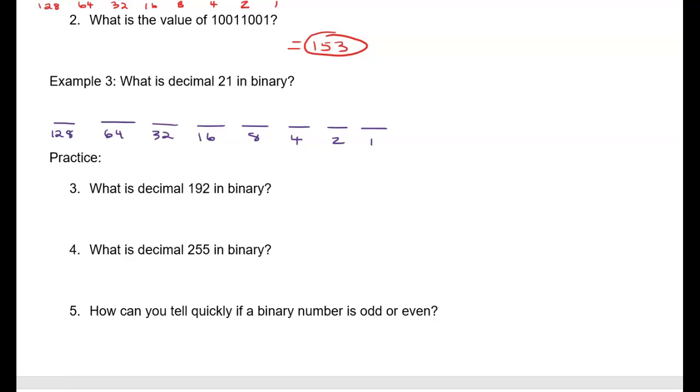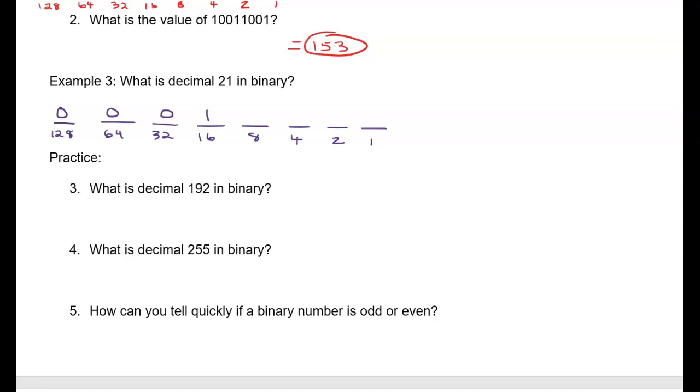And so I can't possibly have a 128 inside of 21. That's impossible because 21 is smaller than that. So I know right away I have to have 0 128s. For the same reason, I also know I have to have 0 64s, and I have to have 0 32s, because you cannot fit a 32 inside of a 21. So I know that those have to be 0. Now, how many 16s can I have inside of a 21? I could have 1 16.